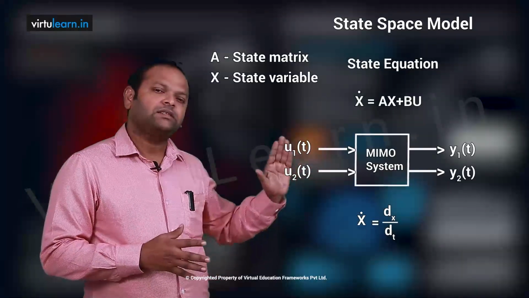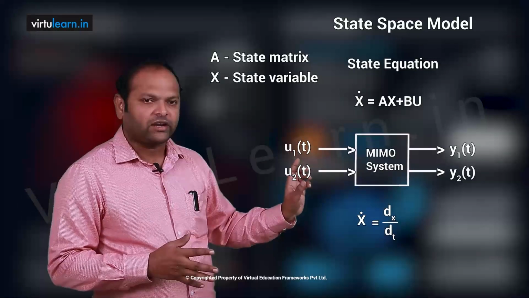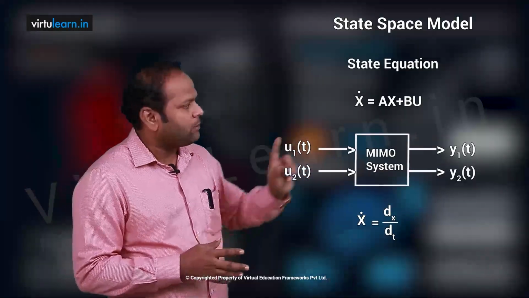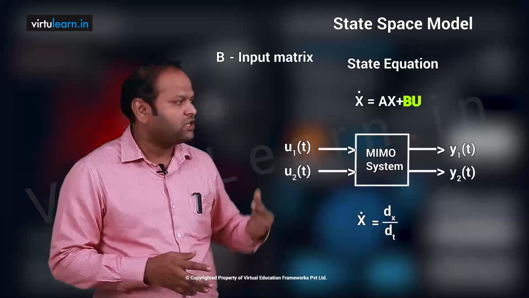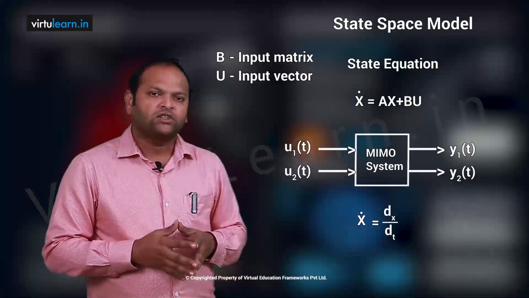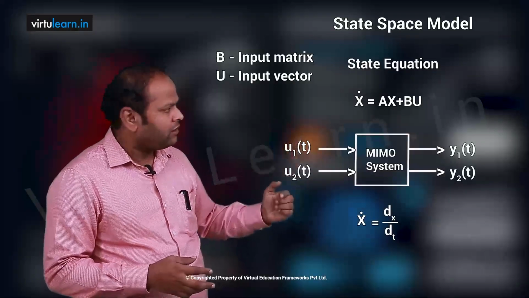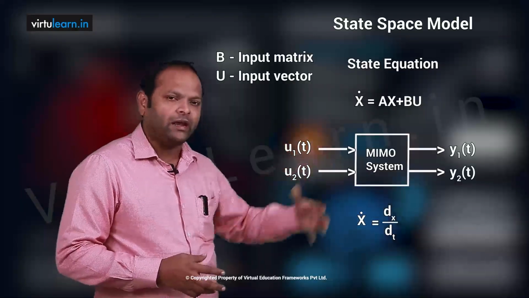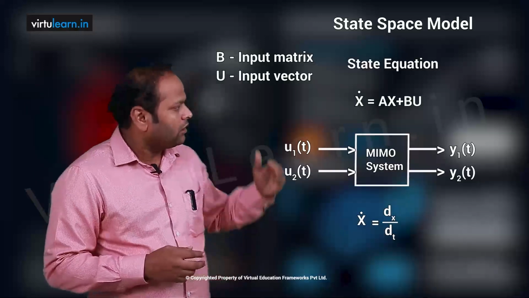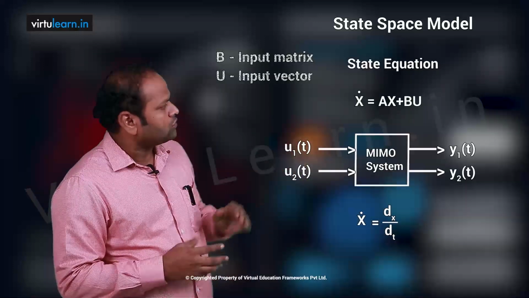X, I said, is a state variable. It is a state vector consisting of all state variables. B is the input matrix, U is the input vector. So the vector will have only values u1, u2, u3, whereas a matrix will have all the elements, all the columns and rows.